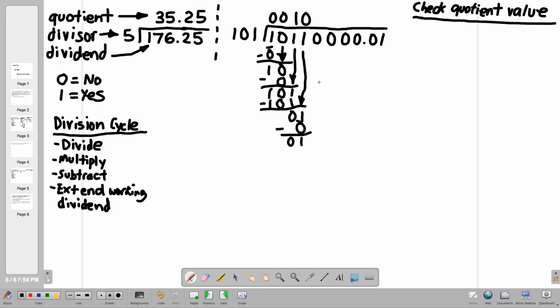And then we extend the working dividend, bring down the 0. Now we have a value of 2. Does the value 5 go into the value 2? The answer is no. So we put a value of 0 to the top. Next step is multiply. 0 times 5 is 0. Then we subtract. That's 2 subtract 0, you still get 2. Then we bring down the 0.